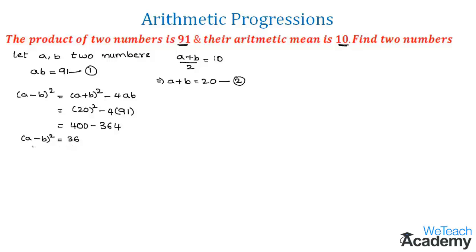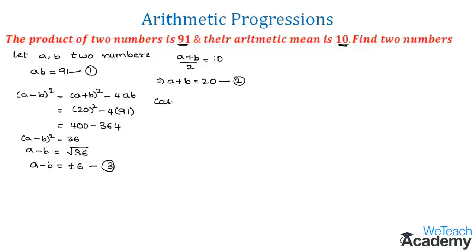Now if we transfer the square to the other side, we get A minus B is equal to under root 36. We know that 36 is a perfect square and its root is 6. So here we get two possibilities for A minus B, as plus or minus 6. Let us consider this as equation 3. With the help of equation 2 and equation 3, we can find the values of A and B. In equation 3 we have two possibilities, that is A minus B is equal to 6 and A minus B is equal to minus 6.